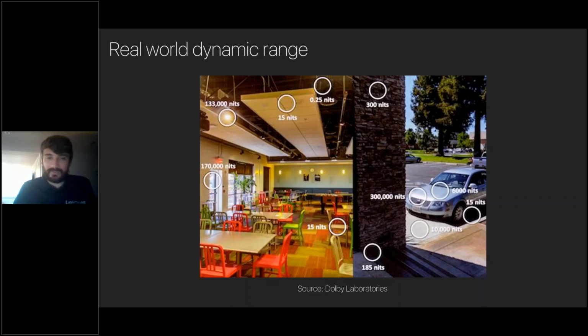On the right, we've got the outside, and you can see that even outside, anything where the sun is involved and being reflected, like off the front of that car, we've got 300,000 nits. So outside we have a range between 15 under the car, 185 on the stairs, but then also 300,000. And the key here is that our eyes are very capable of seeing things in this environment and collecting this light information.